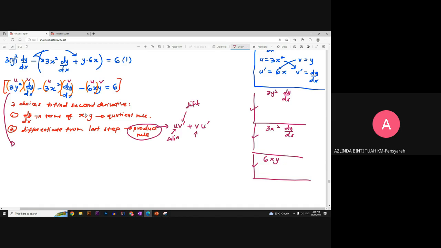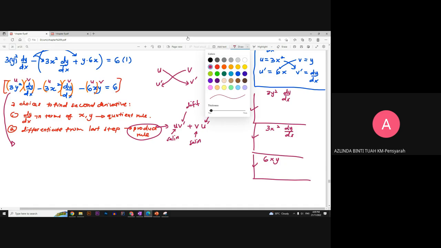Lepas tu salin yang term kedua, differentiate term yang ni. So macam U prime, V prime. So kamu akan gunakan flow ni lah. Salin, differentiate yang next, salin yang next, differentiate yang first. Okay, macam tu ya. Itu cara cepat.